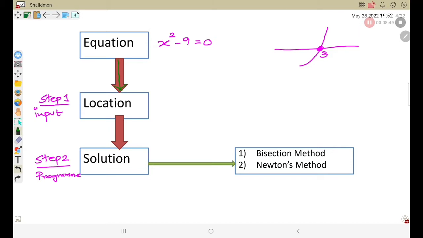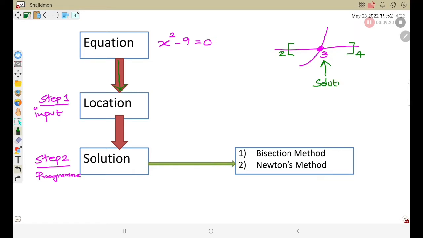If you want to run a program, we need to give some input so that the computer will get the output, or the solution of that equation. So the input is one approximate location. For example, I am just taking a location here. This is the number 2 and this is the number 4, correct? That means our answer is in between the points 2 and 4. This 3 is our answer, correct?